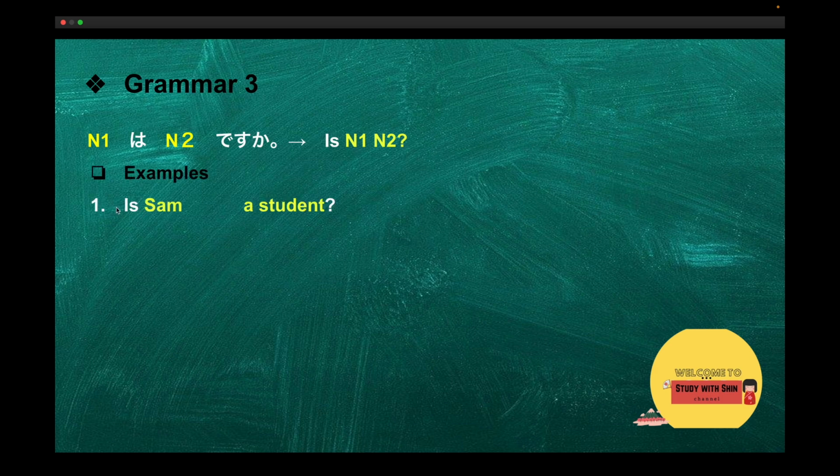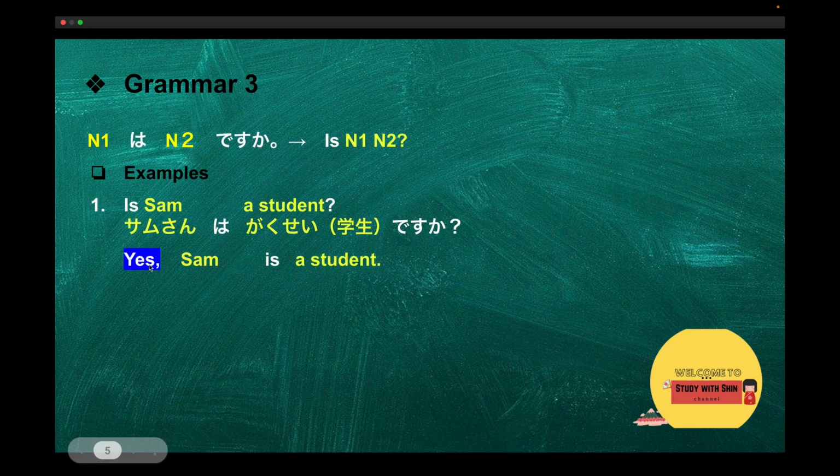Here we will ask, is Sam a student? We already know how to say Sam is a student. サムさんは学生です. Now we want to turn this into a question. We just simply have to add か at the end of the sentence. サムさんは学生ですか? If you pay attention to the pronunciation, you just have to pronounce the か a little bit higher, on a higher tone.